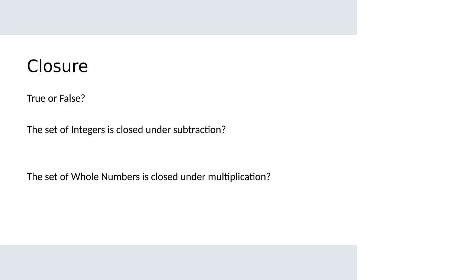Closure was something that came up when we talked about the properties of different numbers. And a couple of true or false. The set of integers is closed under subtraction. First, we have to make sure we know what integers are. Integers is the set of whole numbers and their opposites. So that goes on to negative infinity, -2, -1, 0, 1, 2, and goes on forever. So that's a set of integers.